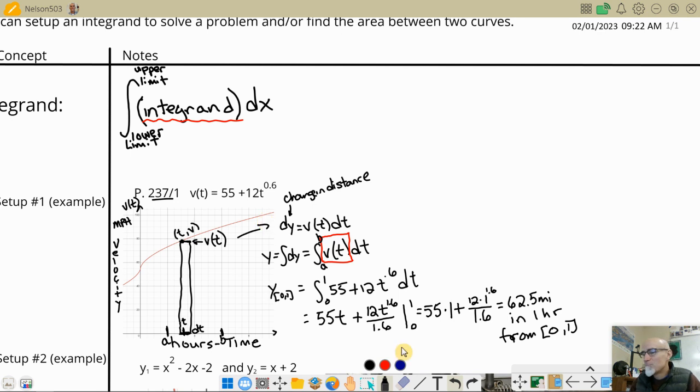Well, anyways, that's how we do problem number 1. We're interpreting, or we're giving it some meaning based on what the integrand is. The integrand is the velocity. Okay, let's look at a different situation.